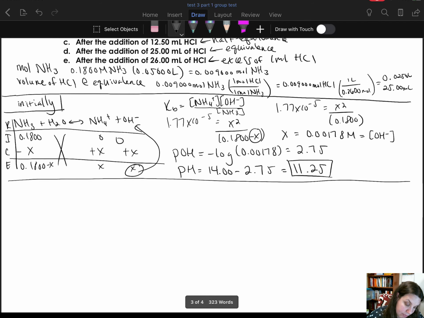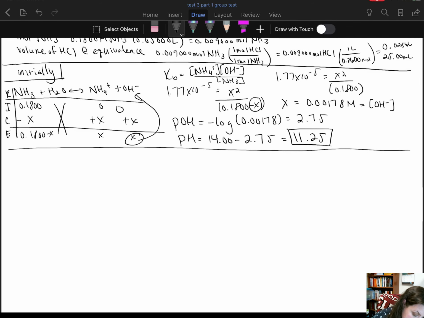Next, we're going to add 5 milliliters of HCl. So at 5 milliliters of HCl, the first thing we want to do is convert from liters of HCl into moles of HCl.